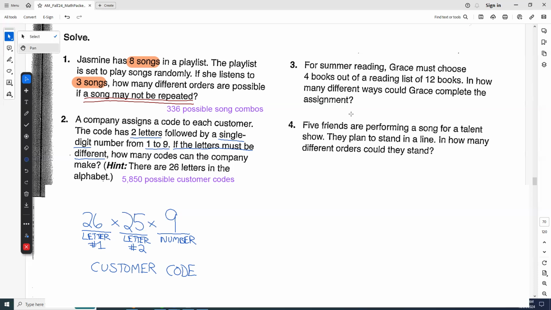All right. So for summer reading, Grace must choose 4 out of a reading list of 12 books. How many different ways could Grace complete the assignment? And I'm assuming she's not going to read the same book twice. I think that's safe to say. So how many different spots do we kind of need to fill in with our possible choices? 4, good, right? To represent the 4 books that Grace is going to read.